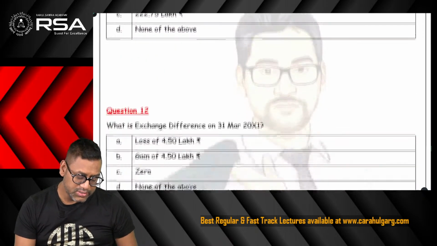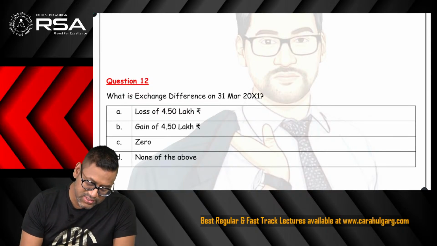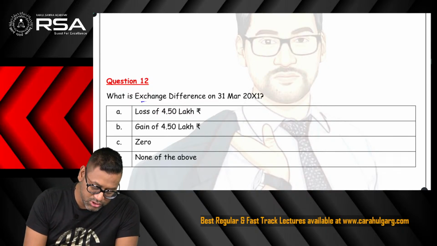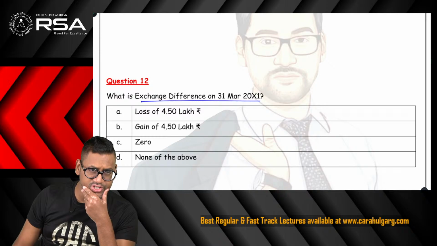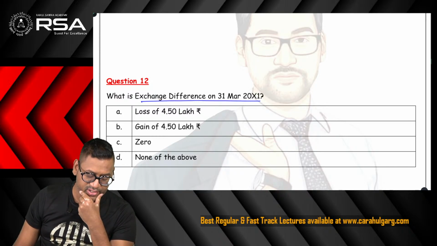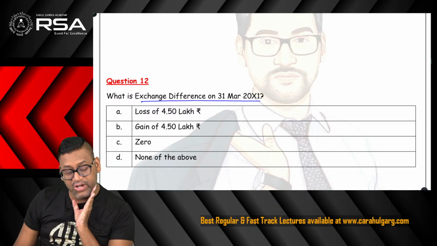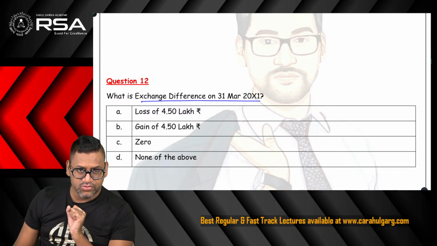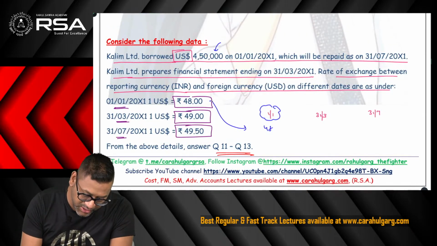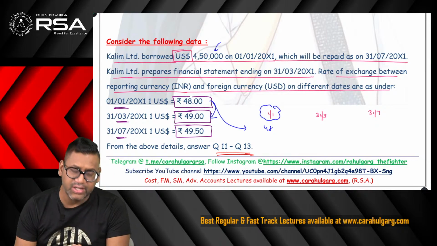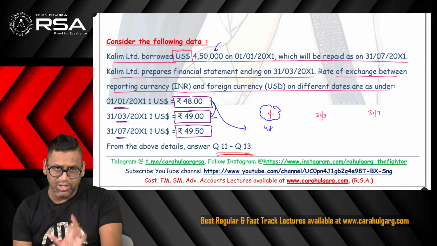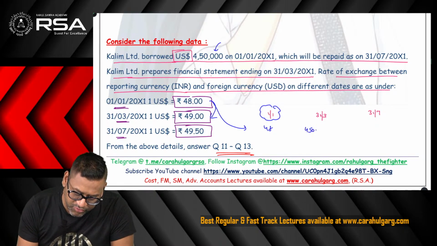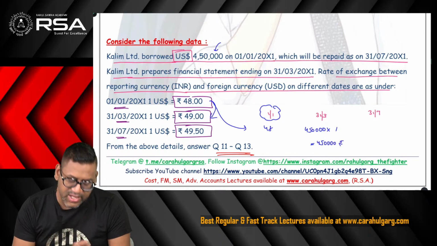Okay. Next, it says, what is the exchange difference on 31st of March 2001? Haji, what do you think? What shall be the exchange difference? You can write down in the comments. What is the exchange difference on 31st of March? If you see, the rate has increased from 48 to 49. Simply see, the rate has increased by rupee 1. Means $4,50,000 into 1. So 4,50,000 rupees is the exchange difference.